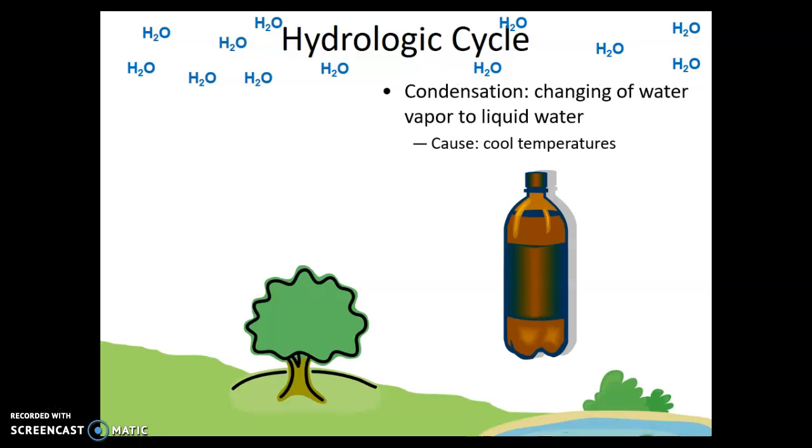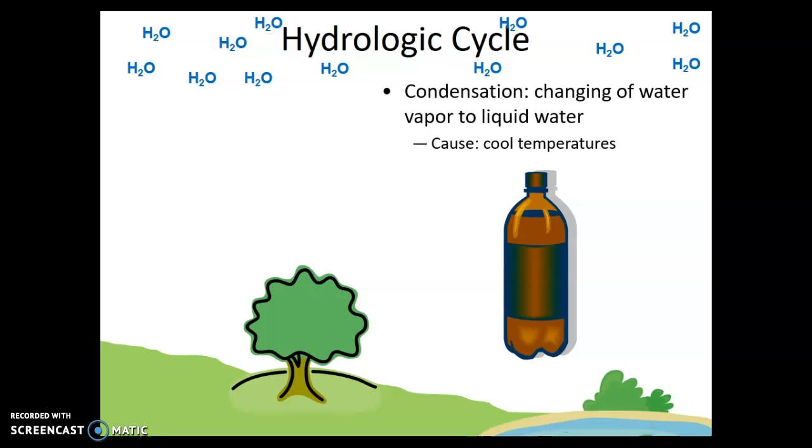So the other part of the water cycle we need to know about is condensation. So condensation is the changing of water vapor to liquid. Okay, so condensation is going from a water vapor back to a liquid. And typically this happens because of cool temperatures.